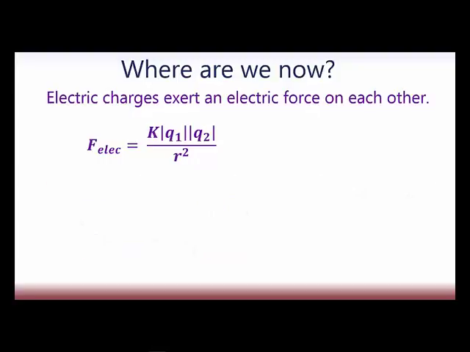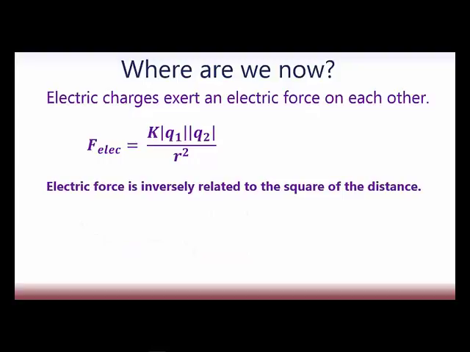The electric force is also inversely related to the square of the distance. For example, if I double the distance, well, 2 squared is 4, but the inverse is 1/4, so the electric force is 1/4. However, if I cut the distance between them in half, 1/2 squared is 1/4, and the inverse of that is 4, so the electric force is multiplied by 4. Make sure you understand those.